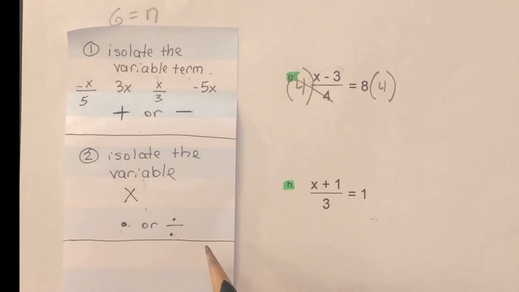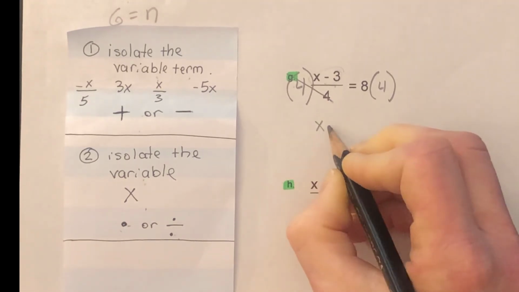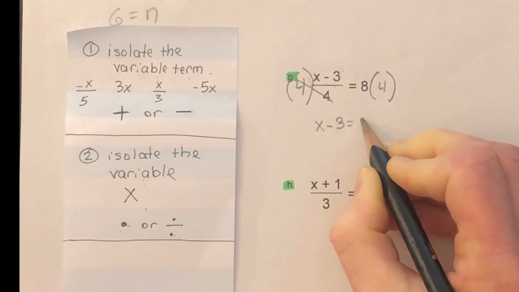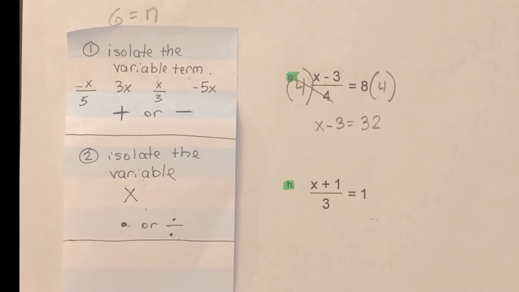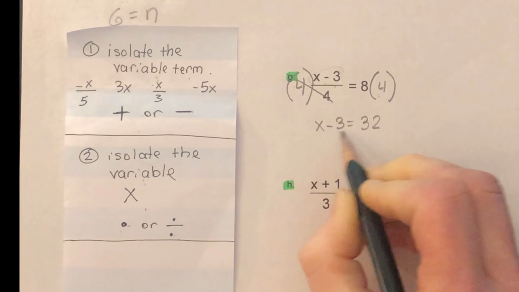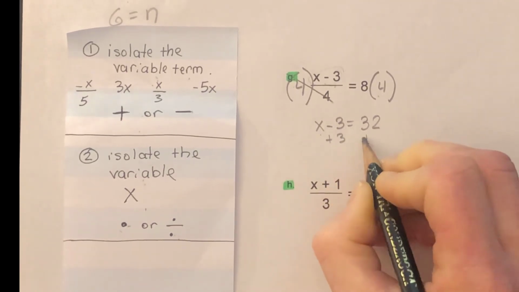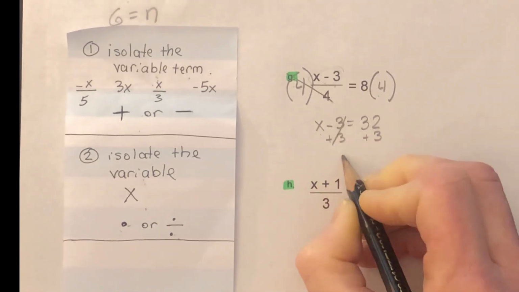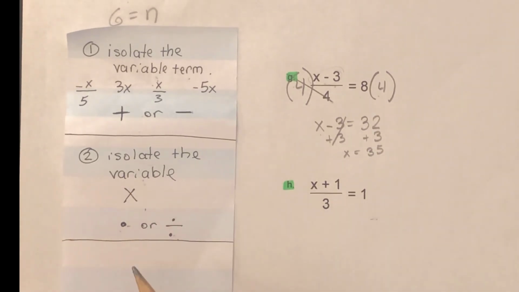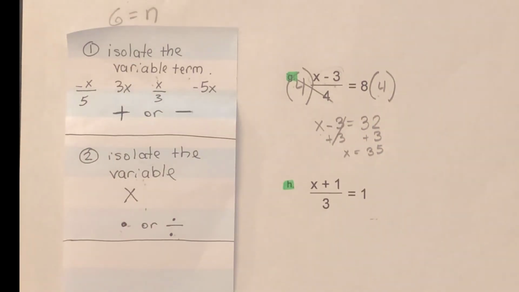So that cancels out. And you see what I'm left with? No more fraction. X minus 3 equals 32. Now I isolate the variable term. Right now I have a minus 3 with the variable term. So I will add 3 to both sides. And I get x equals 35. I didn't need to do that. Problems like these, I'm doing a step before I get to this.